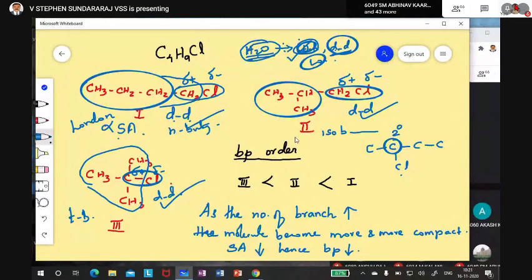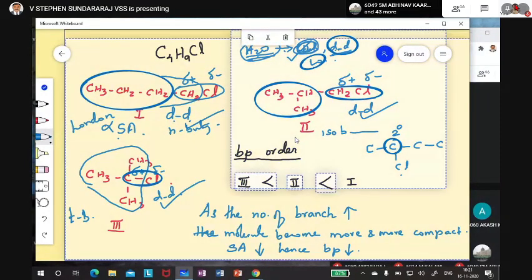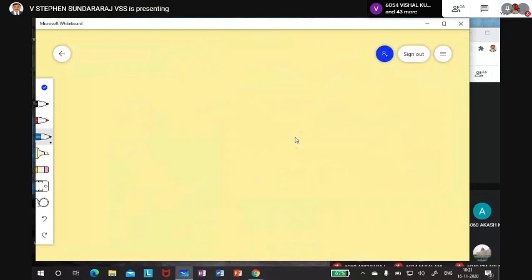Okay. So now let's move on to this. This is one point you just write down. And now next I am coming to this. Among these, different halogen means same alkyl group. Now I am coming to same alkyl group and different halogens.